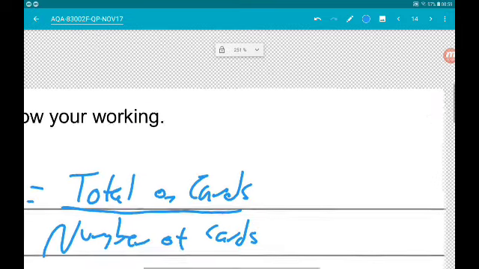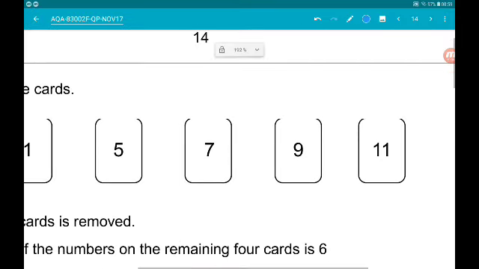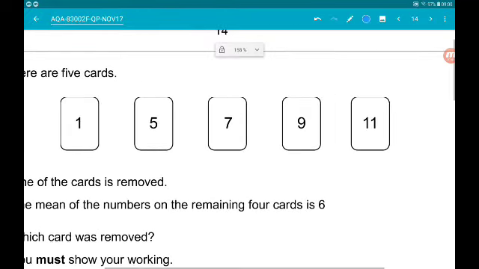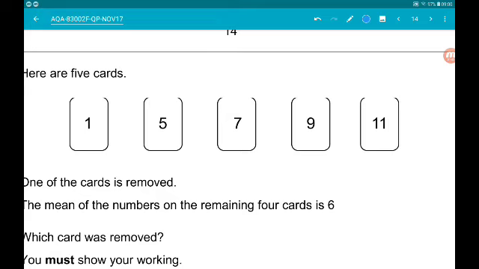So now we need to try and find 4 cards that add together to 24. So 11 and 9 is 20. Okay, then we can't get 24, so it's going to be one of those 2 cards that is removed. So let's try 9 and 7 is 16. Add 5 is 21. Add 1 is 22. So that doesn't work. Let's try with the 11.